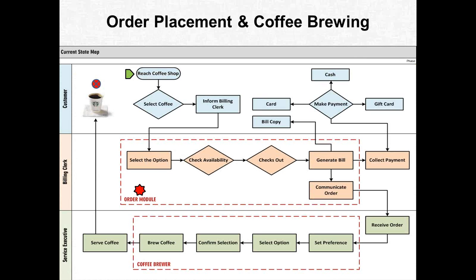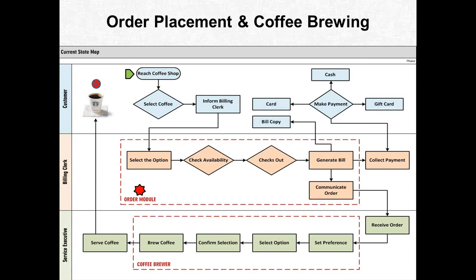This particular process map shows 2 systems within the dotted red box. You have these 2 boxes, right? One is the order module, the other is the coffee brewer. These 2 are systems in this process. So what we discussed: a system or a software or an application or machinery sits on the process to automate some element of the process or the entire process. That's what we discussed, right?